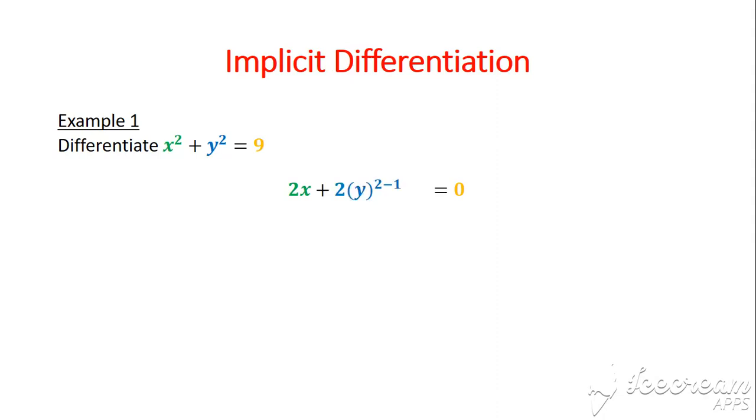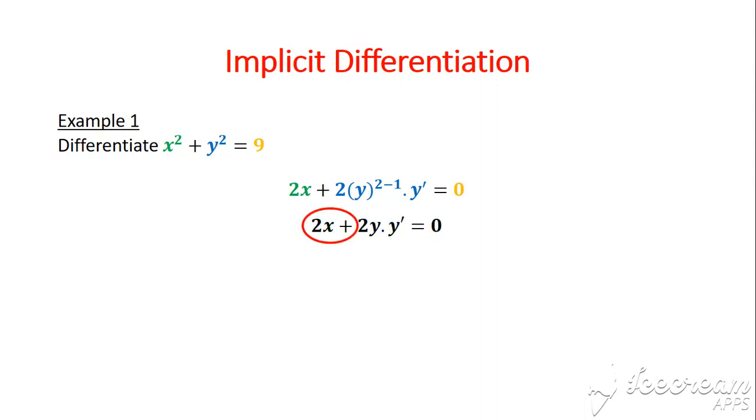So the 2 will come out the front of the y. I want you to pretend the y is inside brackets. We leave y alone and we take 1 off the power of 2. Now we need to times by u dash because it's composite. And u dash is whatever's inside the brackets differentiated. Well, what's inside the brackets is y. And y differentiates to y dash. So let's tidy this up to get 2x plus 2 times y to the power of 1, but we don't write the power of 1, times y dash, which is equal to 0.